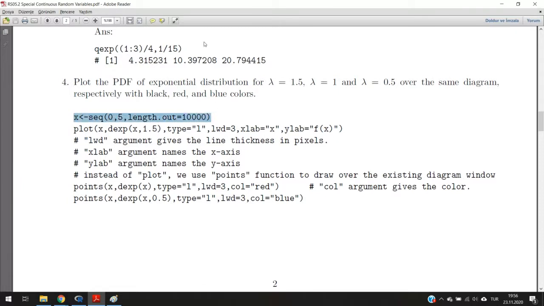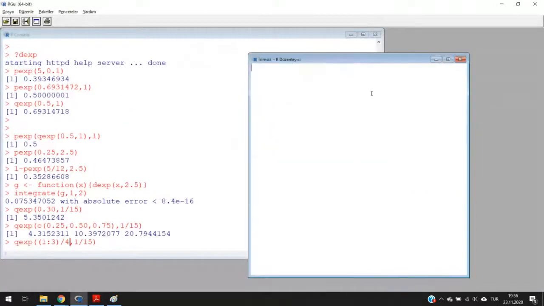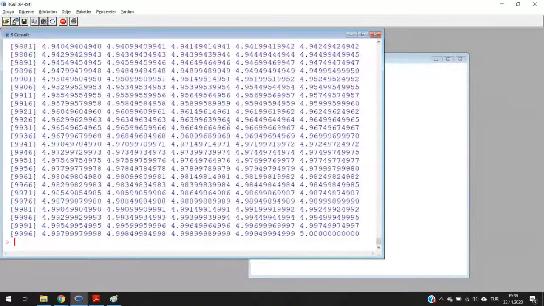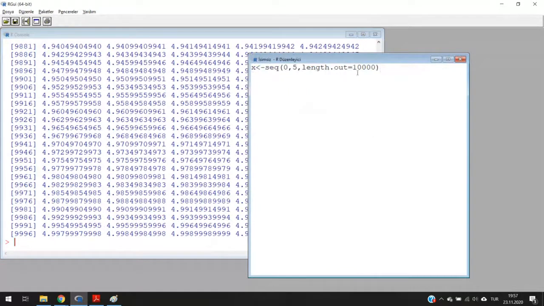So what I'm going to do is I am just going to create a sequence from 0 to 5 with length 10,000. So this sequence is just going to be a very long sequence with frequent points from 0 to 5, and the length of this vector will be 10,000. And for all of these values, I am just going to use the plot function. And for all these values from 0 to 5, I am also going to calculate the probability density function of exponential random variable with rate parameter 1.5.